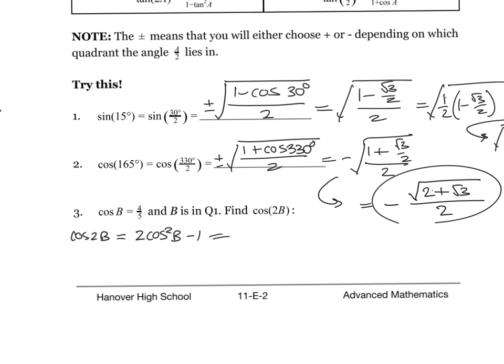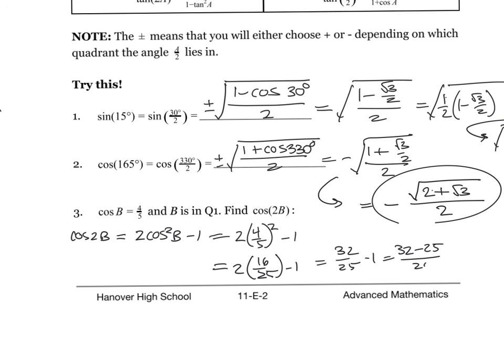Okay, I happen to know what cosine of b is equal to. Cosine of b is equal to 4/5. So this is just 2 times 4/5 squared minus 1, which is equal to 2 times 16/25 minus 1 equals 32/25 minus 1 equals 32 minus 25 over 25 equals 7/25. Sweet.